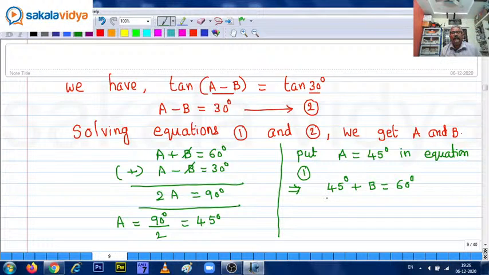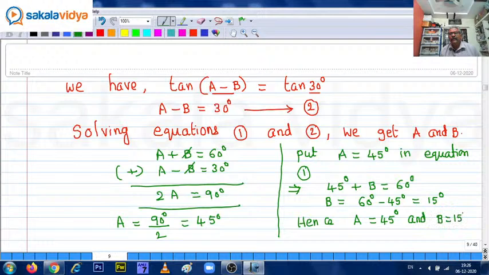So now b equals, transposing 45 to this side, 60 degrees minus 45, which is 15. Hence both the values have been evaluated. A is equal to 45 and b is equal to 15 degrees. I hope you have understood this method. This is very, very important.